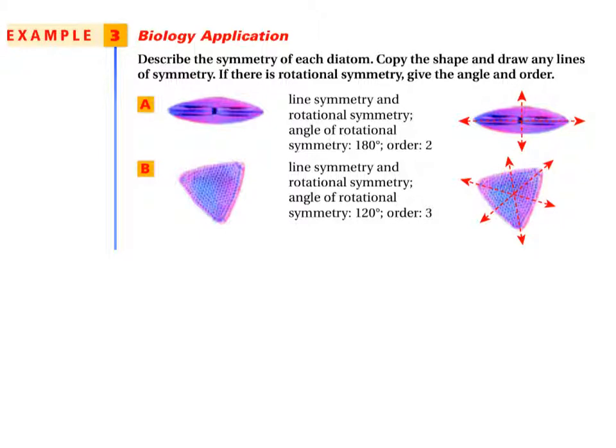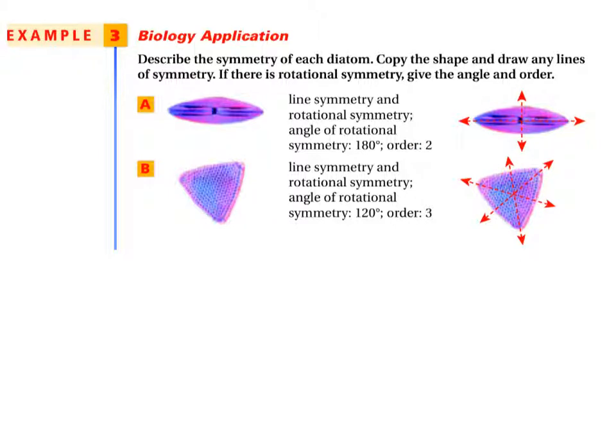So let's start with line symmetry in A. Well, line symmetry, I could draw a line straight across or up and down. So as you can see here, you would say, yes, we have line symmetry. Now, does it have rotational symmetry? Can I turn this so it lands upon itself? The answer would be yes. So you would move it how many degrees to land upon itself? 180, and then the order would be 2.